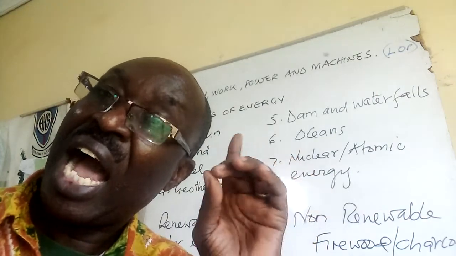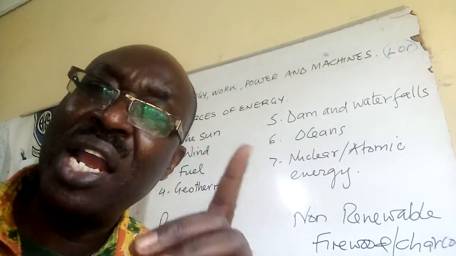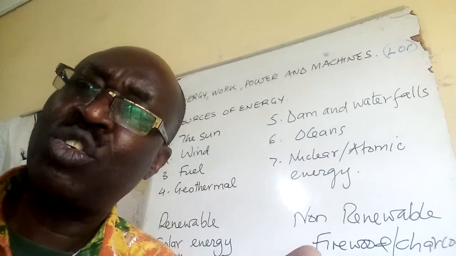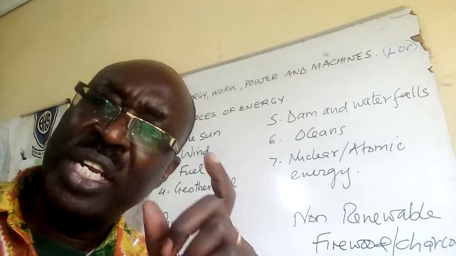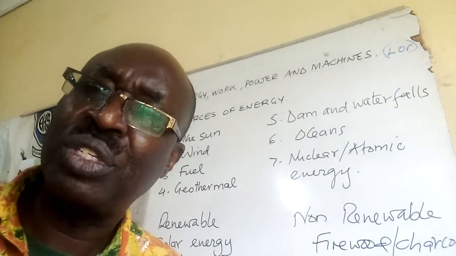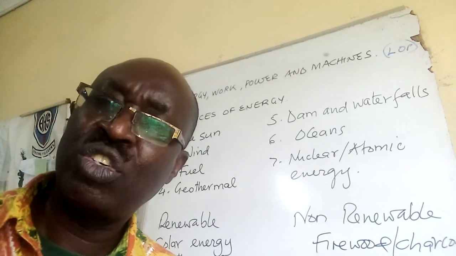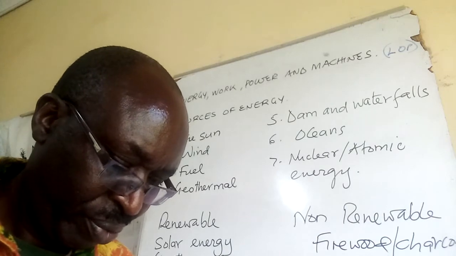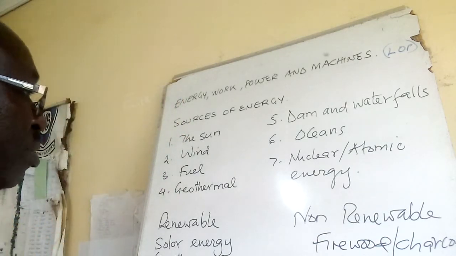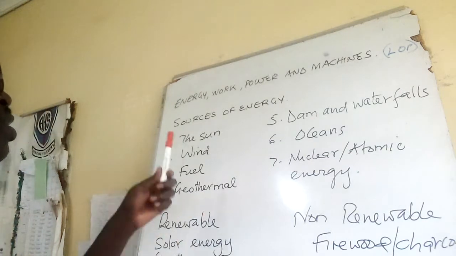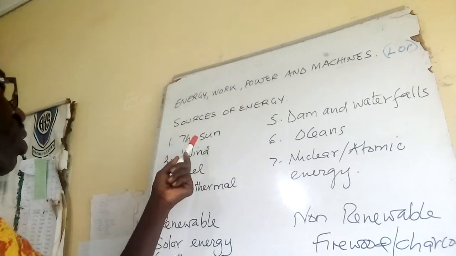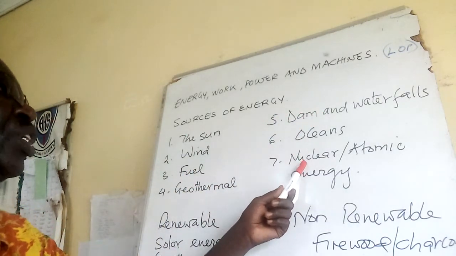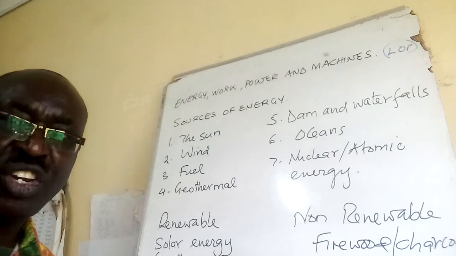The reality is, the unstable nucleus of some elements will break or can be made to break. When they break, they release radiations and a lot of energy, which we call atomic energy, okay? That is basically what I have here as the main sources of energy: the sun, the wind, fuel, geothermal, dam and waterfalls, ocean, nuclear or atomic energy.